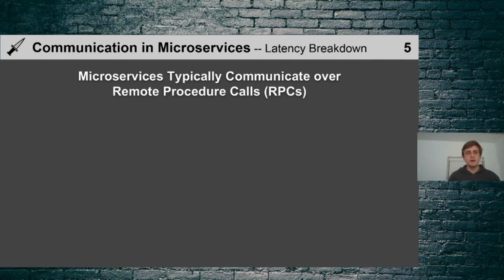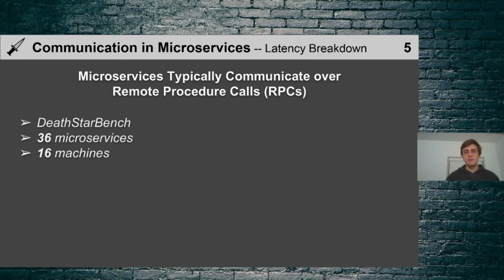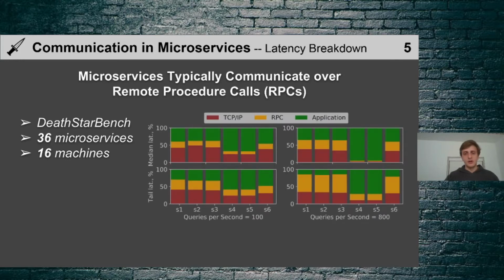Microservices typically communicate over remote procedure calls, or RPCs. In order to characterize the request latency breakdown across communication stacks, we run the microservice benchmark suite DeathStarBench that consists of 36 microservices on 16 different machines. We further measure how much time each request spends in different parts of the communication stacks and show the results for 6 services from the benchmark in this figure.